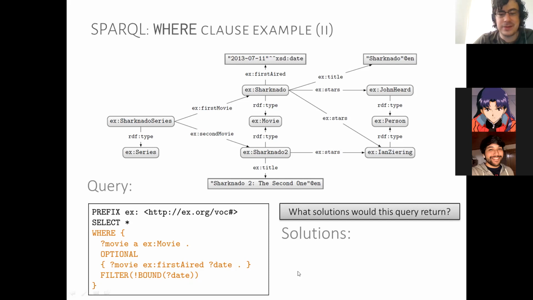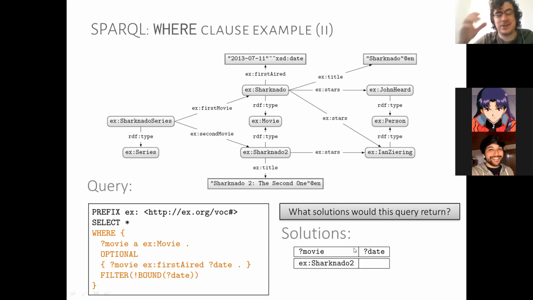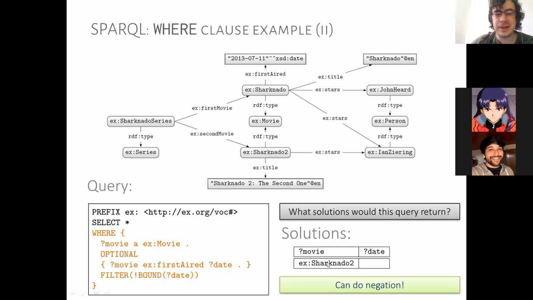So what solutions does this return? This would return us the movies where the date would be unbound. In this case, it would be Sharknado 2. So we can use optional combined with filter not bound to express assertive negation in a roundabout way. In SPARQL 1.1, we can more directly express this sort of thing with not exists or minus. There's various features for that. But here we have a trick to do it purely in the original SPARQL version. So we have Sharknado 2, and since this is blank, we return it as it's not bound. So we can do a sort of negation as well if we like.